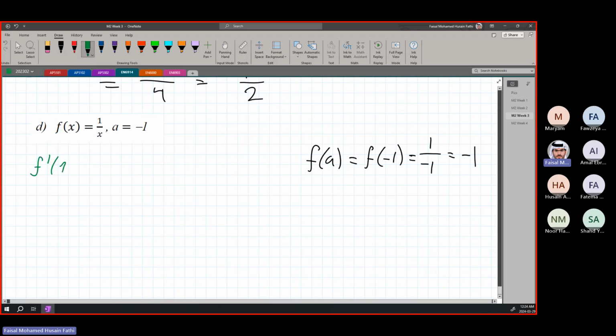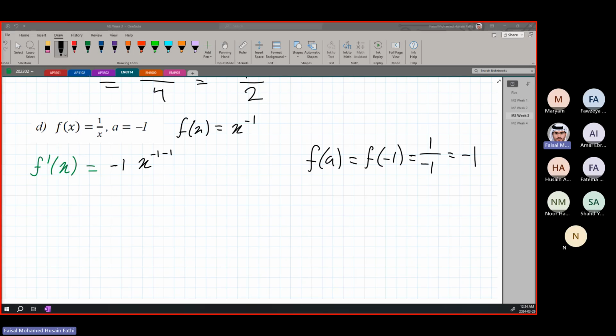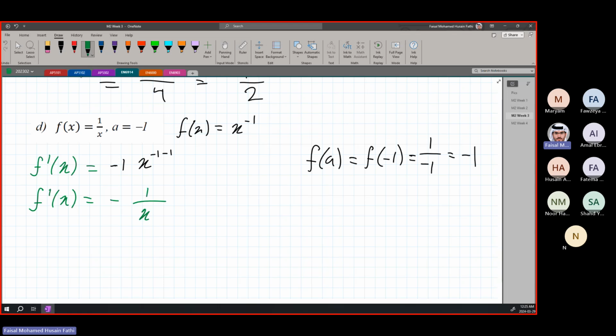So f prime of x is going to be equal to, remember this, if we rewrite f of x again, it's simply as saying x to the power of minus 1. So the derivative of it is going to be minus 1 times x to the power of minus 1 minus 1, n minus 1. All right? This is just how differentiation works. You guys should already know this from Math 1. So f prime of x is going to be equal to minus 1 over x squared, because this is x power minus 1, x power minus 2. And minus 2, we can take it down and it will become 2. All right? Now we found this.